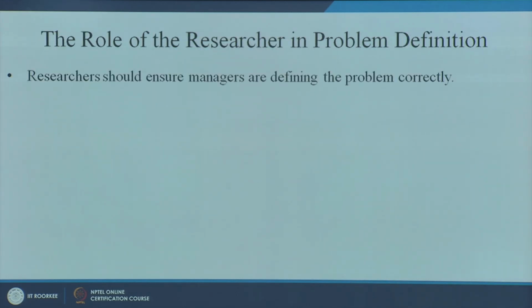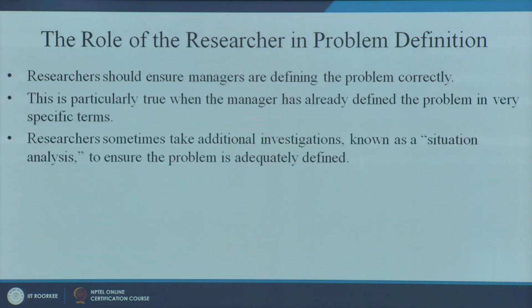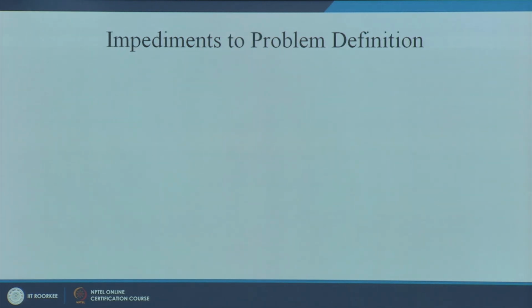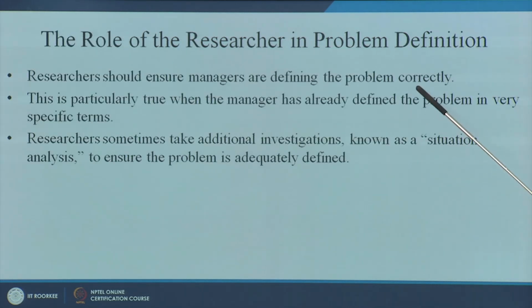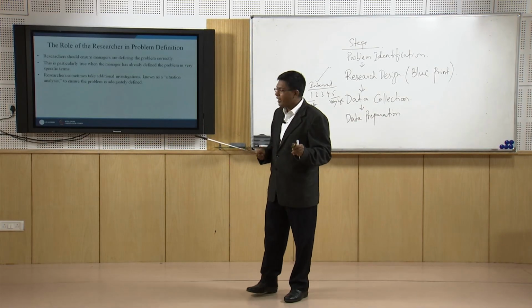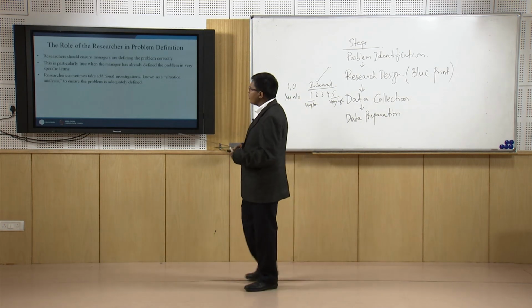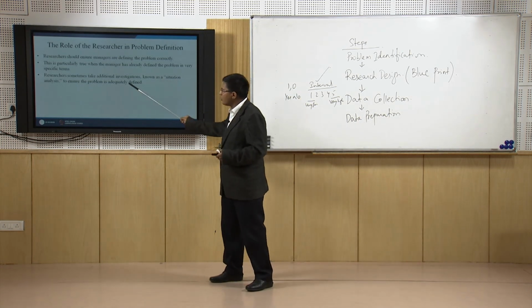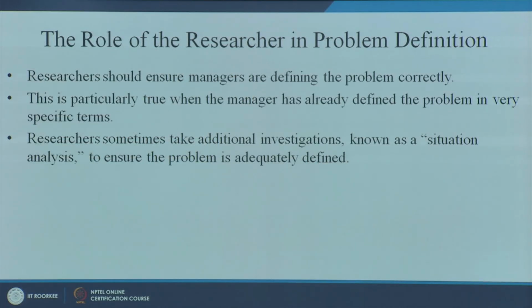What is the role of the researcher? So, if you see, the researcher should ensure managers are defining the problem correctly, right. This is particularly important, because if you are not defining your problem correctly, then the researcher should take some additional investigations like a Sherlock Holmes. You should try to find out by other means exactly what the situation is, which is known as a situational analysis, to ensure the problem is perfectly defined.